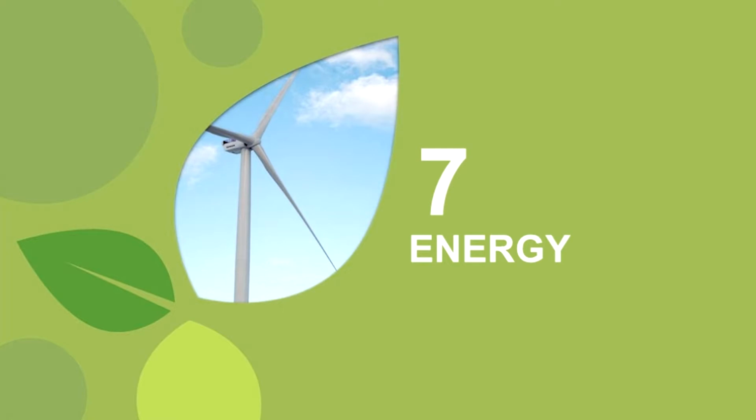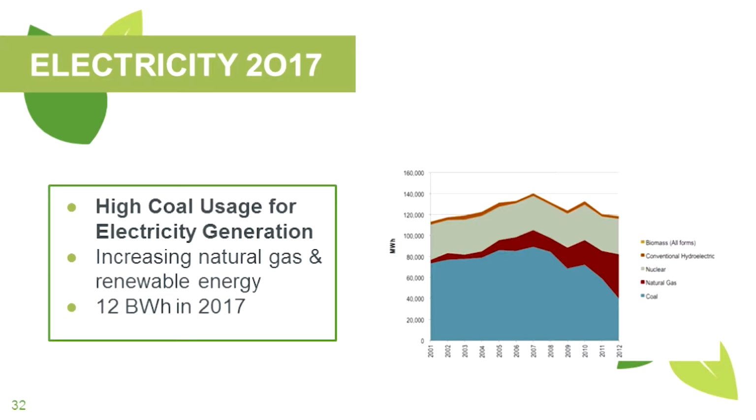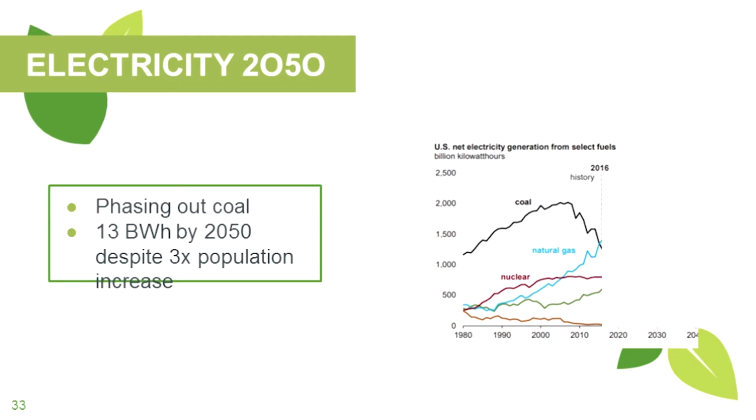In terms of energy, Atlanta currently uses a lot of coal for its electrical generation. This graph shows that a lot of coal has been used recently, until natural gas has been taking more and more share of the electrical production. In 2017, Atlanta used a total of 12 billion watt hours. And by 2050, we're envisioning this number to increase to 13. But we believe this is justifiable because of the significant population increase, which is 3 times. So it didn't increase that much.